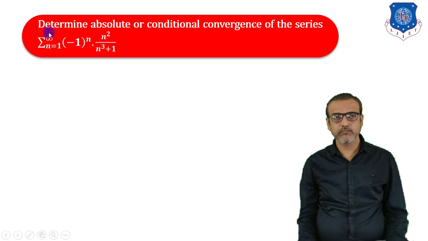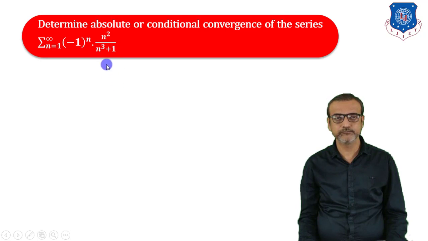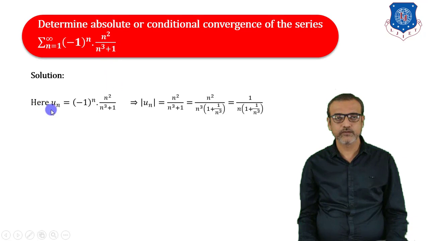Now this is the example related to this topic. Determine absolute or conditional convergence of the series sigma n is from 1 to infinite (minus 1) to the power n into n square upon n cube plus 1. So here is the solution. Here un equals (minus 1) to the power n into n square upon n cube plus 1.